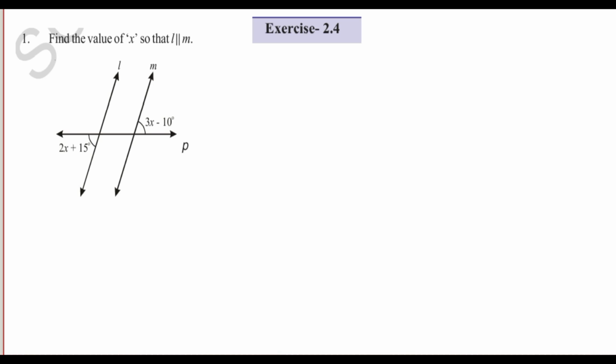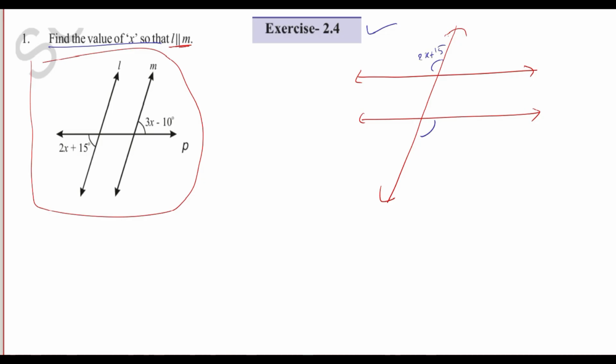Now we are going to discuss exercise 2.4. In that, the first bit we are going to discuss: what we are asked to find out is the value of x, where we have been provided a diagram in which line L and line M are parallel, and we are asked to find the value of x by using these angles.